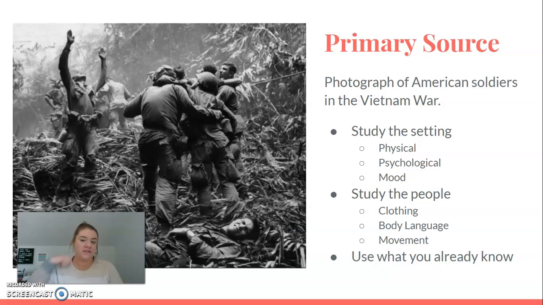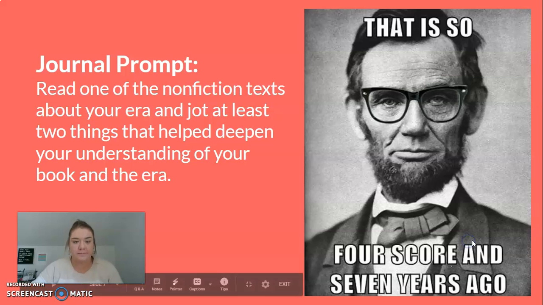And then we also want to study the people, so things like their clothing, their body language, their movement. You see the guys kind of helping each other. Looks like they're helping each other walk. There's a guy laying on the ground clearly in pain. There's another one reaching with his hands up to the sky. He kind of looks like he's crying out for help or something. So use the knowledge that you already have and then dive into the setting and the people and what that's telling you about that era.